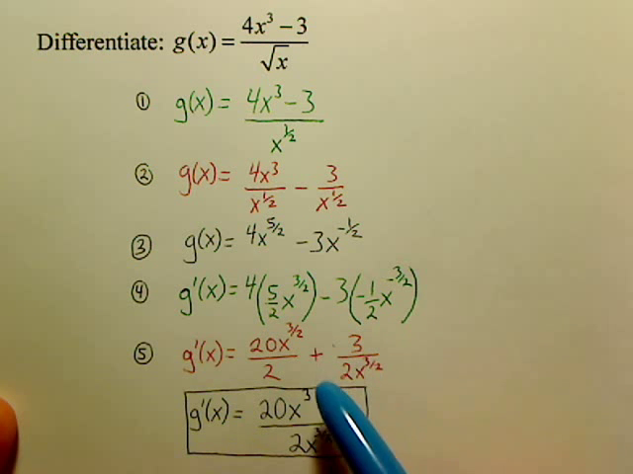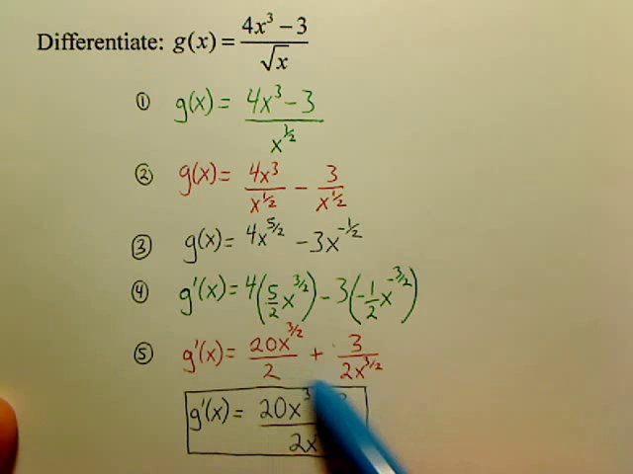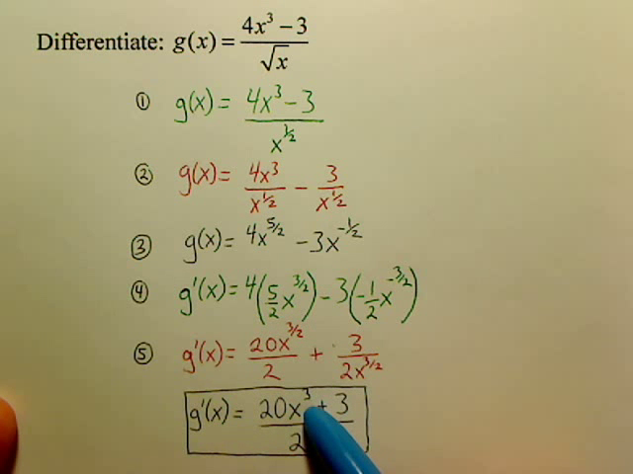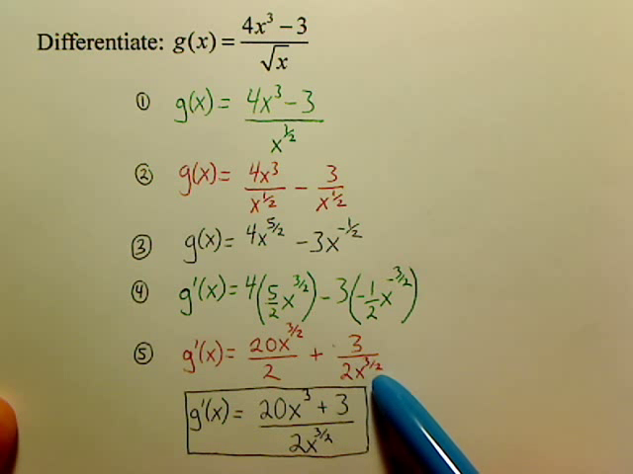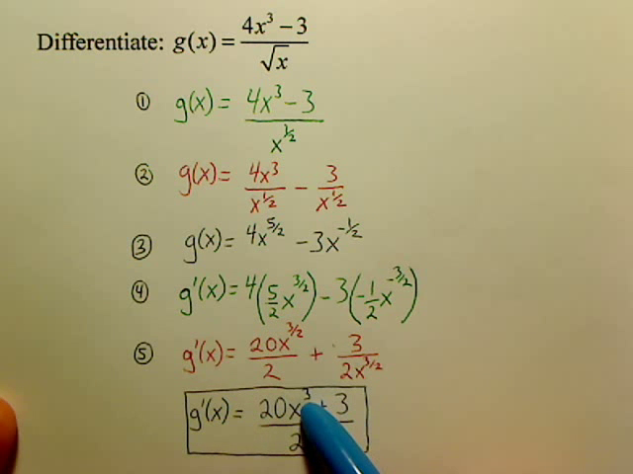Alright, now I can combine the tops, so I have 20x to the 3rd plus 3, and the bottoms are the same, and I leave the bottom. Now you could probably do even more simplification, but I'm going to leave it like this. Now one more time, how did I get x to the 3 over 2 into x to the 3rd? I multiplied top and bottom by x to the 3 over 2, so the bottoms are the same. So x to the 3 over 2 times x to the 3 over 2 creates an x to the 3rd on top.